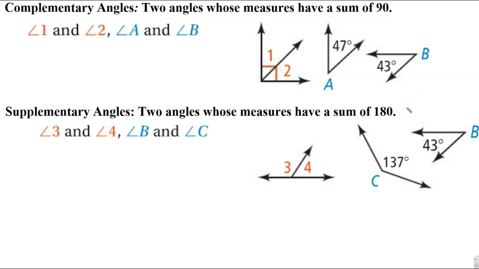Supplementary angles, we'll say, are two angles whose measures have a sum of 180. We'll be able to see that because when two angles add together to make 180, they'll form this straight angle, this straight line. So anytime I see two angles coming together to form a straight line, like angles 3 and 4, we'll know they're supplementary. Or, less commonly, if I have two angles just floating off in space, when I add them together, for example the 137 and the 43, those will give me 180 as well. I'd say they're supplementary as well.